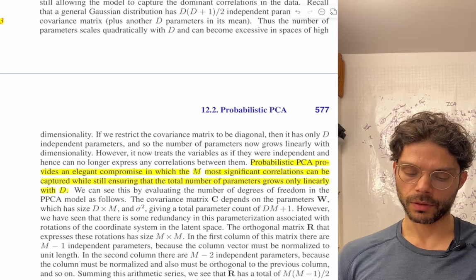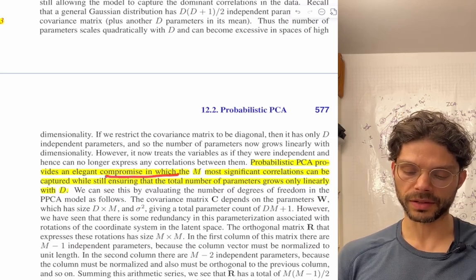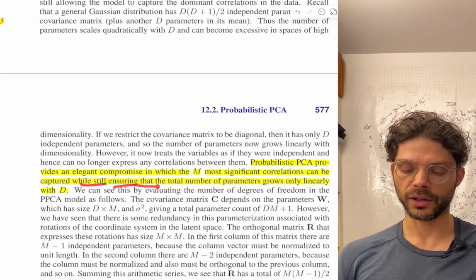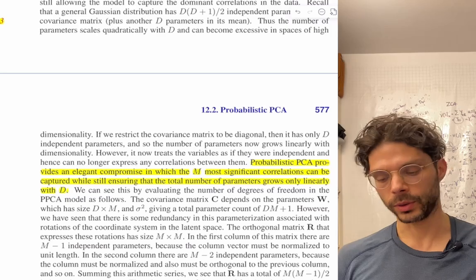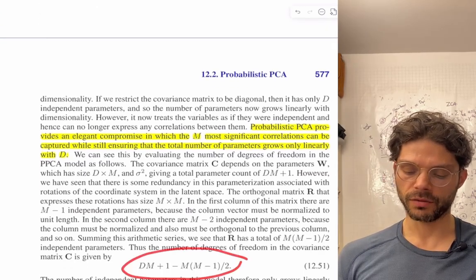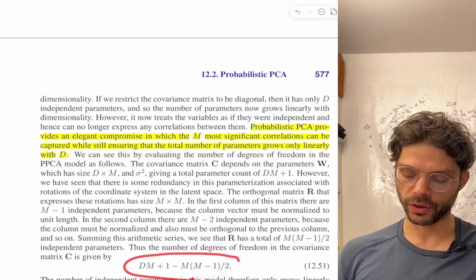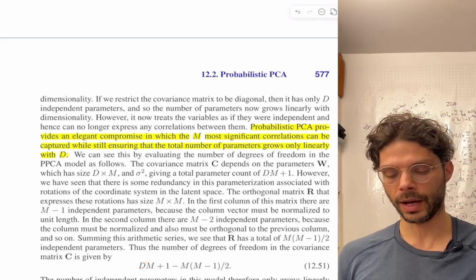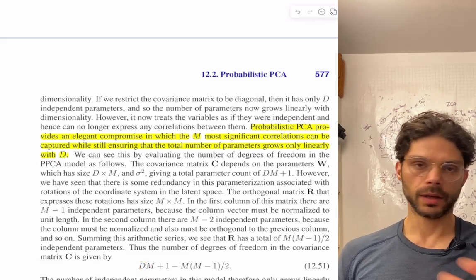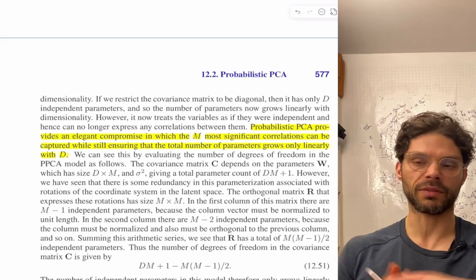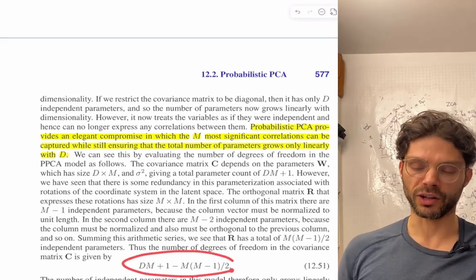and hence can no longer express any correlations between them. Probabilistic PCA provides an elegant compromise in which the M most significant correlations can be captured while still ensuring the total number of parameters grows only linearly with D. So basically, if you count up the parameters, the number is linear in D, and you can keep your M fixed. If you say you want the top 2 correlations, you can always get that even if you have 10,000 dimensions. You're a little bit freed from that.